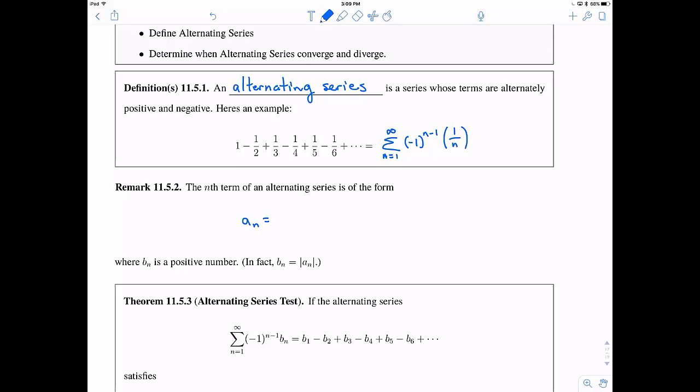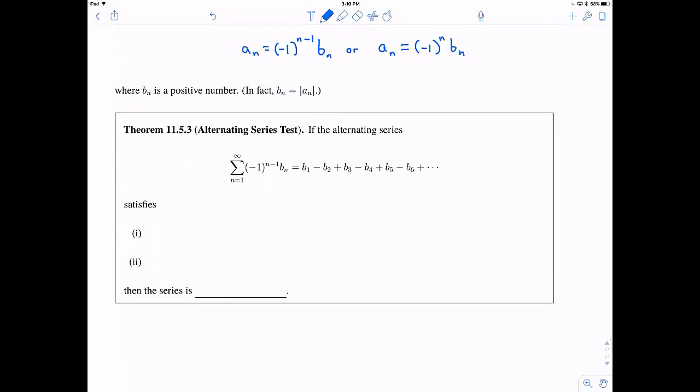So the nth term of an alternating series is of the form a_n equals negative 1 to the n minus 1 times some b_n, or it's of the form a_n equals negative 1 to the n times b_n. So where b_n is a positive number, oops, sorry, I forgot my equal sign. There we go. So b_n is a positive number. In fact, b_n is just the absolute value of a_n.